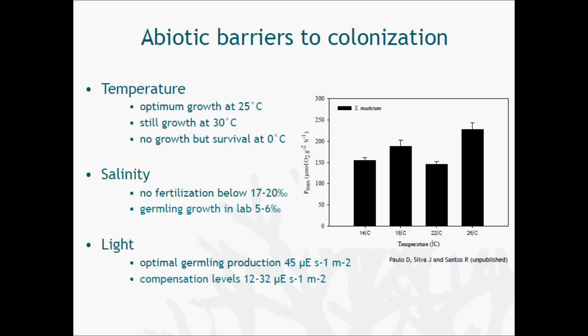And light. The optimal germling production is at 45 microeinsteins, which is low. And the compensation levels, which are very important because of the depth range, are 12 to 32 microeinsteins, which is low. It means that it develops in turbid waters and can go deep in the sea. So this means that it's very good. The balance between respiration and photosynthesis is quite good, so it can stand low irradiance. So this is a marvelous species for invasion.